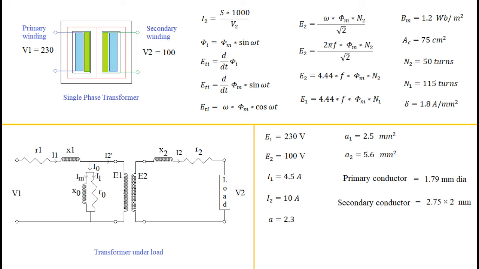Using same current density of 1.8 amperes per square mm, cross-sectional area of primary coil conductor comes out to be 2.5 square mm. So conductor diameter is 1.79 mm. In this way, we have calculated almost all necessary values required to know basic configuration of our laboratory size air-cooled transformer. We have enlisted all these values in lower portion of the screen in second column.